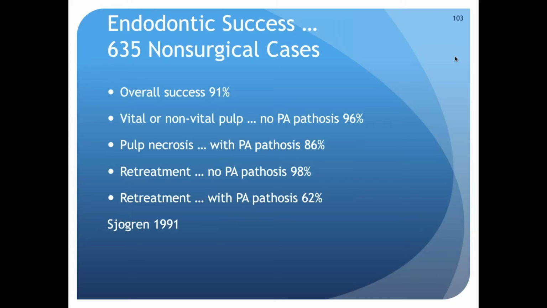Then when we talk about retreats, again, if we don't have any periapical pathoses, about 98% success rate. If we do have periapical pathoses, our success drops significantly down to about 62%. So things to keep in mind when treatment planning a retreat.